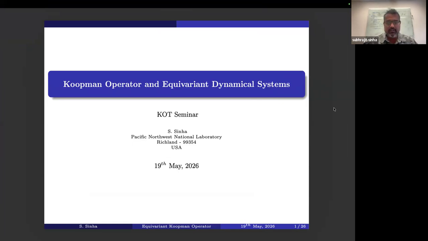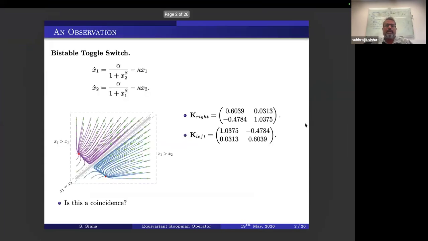This work originated while we were working on something else. I'll be presenting two related works. The first work was done with two of my colleagues, Sai Pushpak and Enoch Young, who was at PNNL at that time and is now a faculty member at UCSB. In that paper, we were trying to compute a global Koopman operator by computing local Koopman operators and fusing them to get the global Koopman.